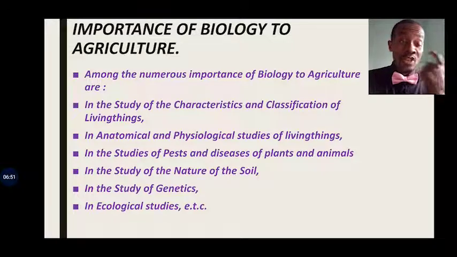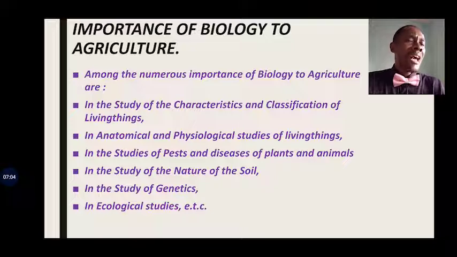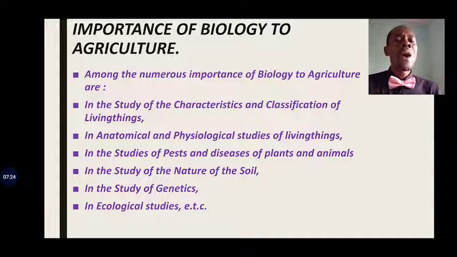And then the classifications, which give us some clues into the different categories of living things, where they belong, maybe as a result of their structural peculiarities and differences between one another, for us to be able to distinguish one organism from the other. It has also helped agriculture in a great way. We'll see all of this. Now, the next area that biology has greatly affected agriculture is in anatomical and physiological studies of living things.